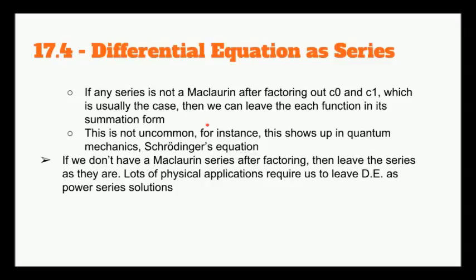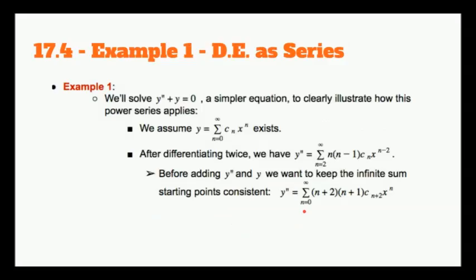This is not uncommon. For instance, this shows up in quantum mechanics and the Schrödinger equation. If we don't have a Maclaurin series after factoring, then leave the series as they are. Lots of physical applications require us to leave the differential equation as a power series solution.